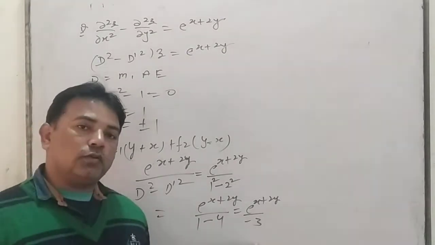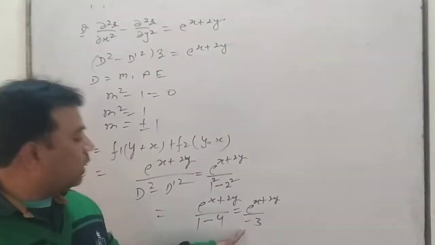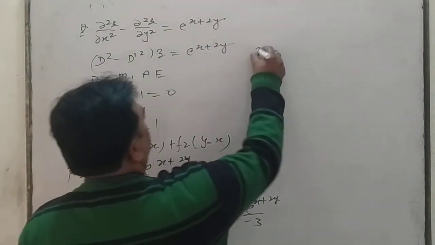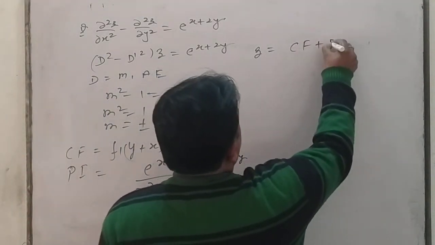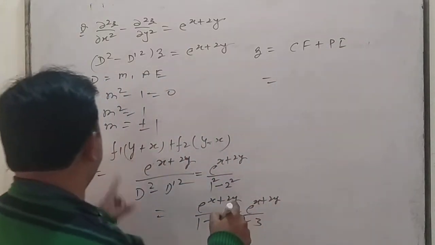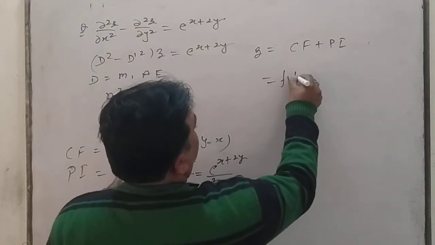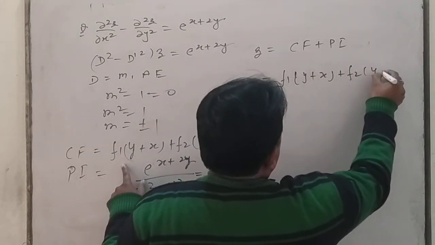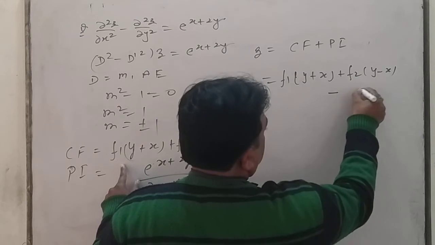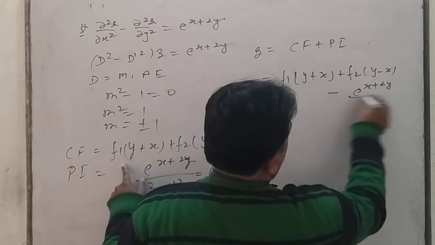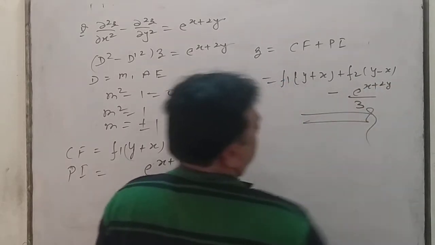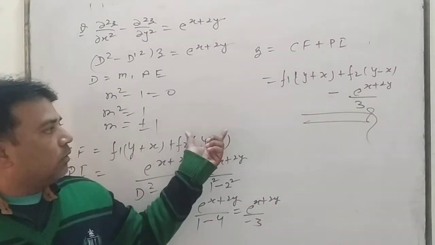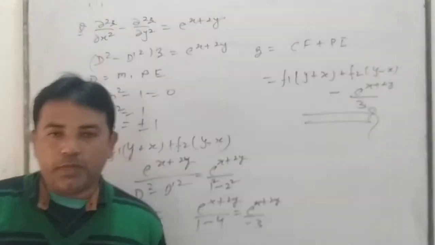The denominator is not 0, it should be not 0. So the PI of this differential equation is exactly correct. So the complete solution z equal to CF plus PI. It means the solution of this partial differential equation is f1 (y plus x) plus f2 (y minus x) minus e to the power x plus 2y upon 3. So you understand how very simple these questions of partial differential equations are. Please make a note.